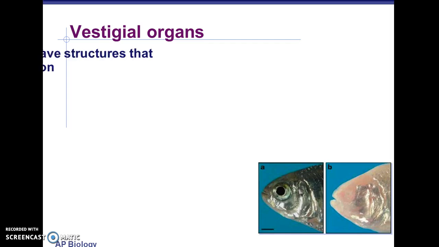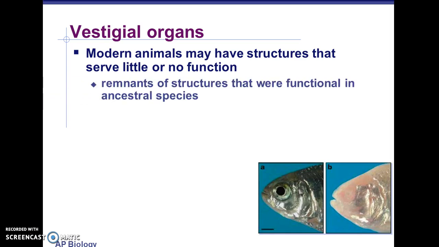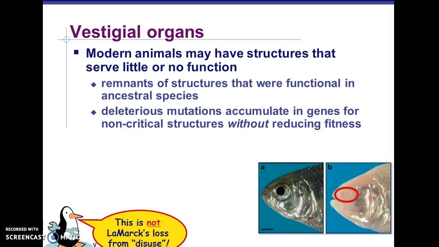All right, so vestigial organs. This should be a repeat for you. Modern animals may have structures that serve little or no function. The remnants of structures that were functional in ancestral species. Okay? Deleterious mutations accumulate in genes for non-critical structures without reducing the fitness of organisms.